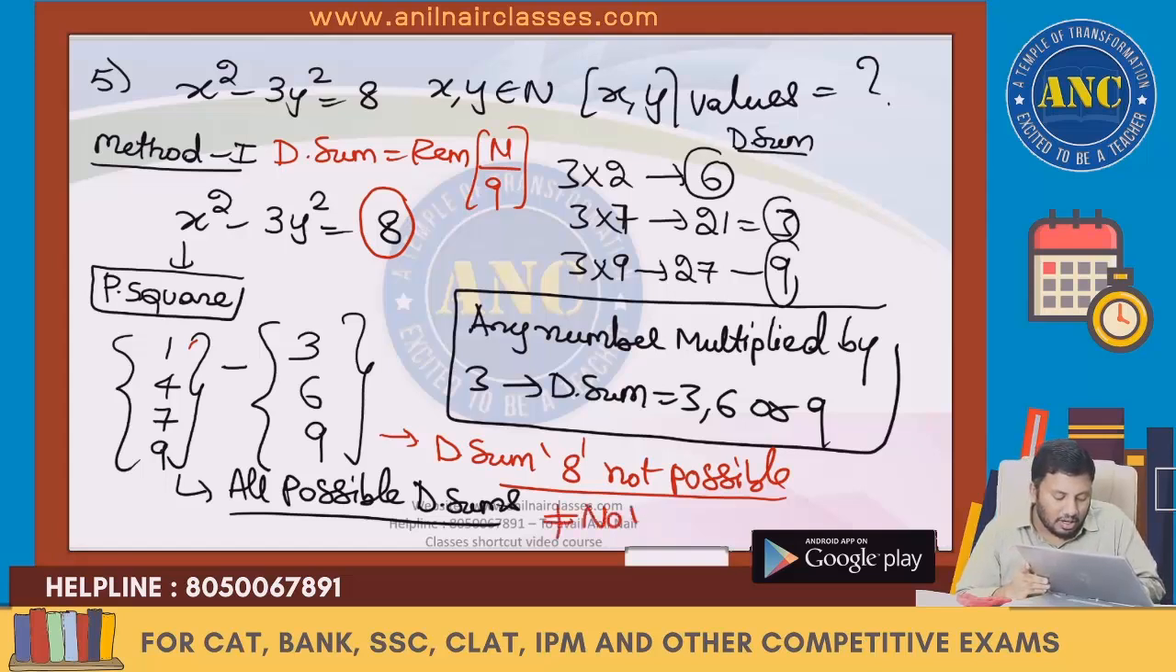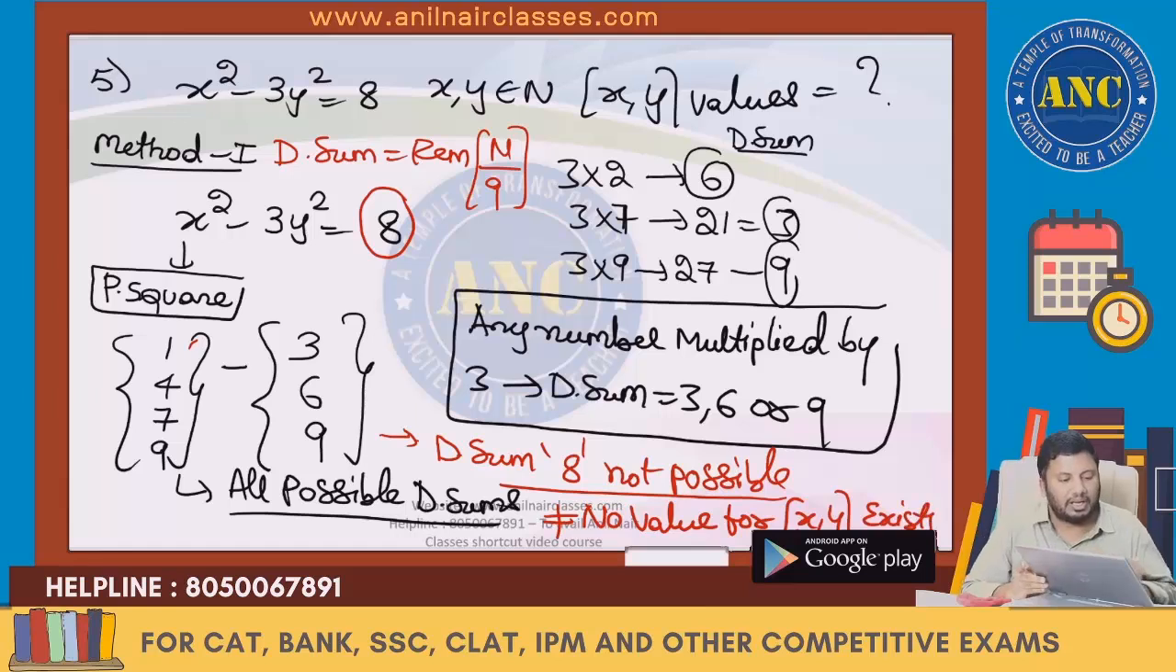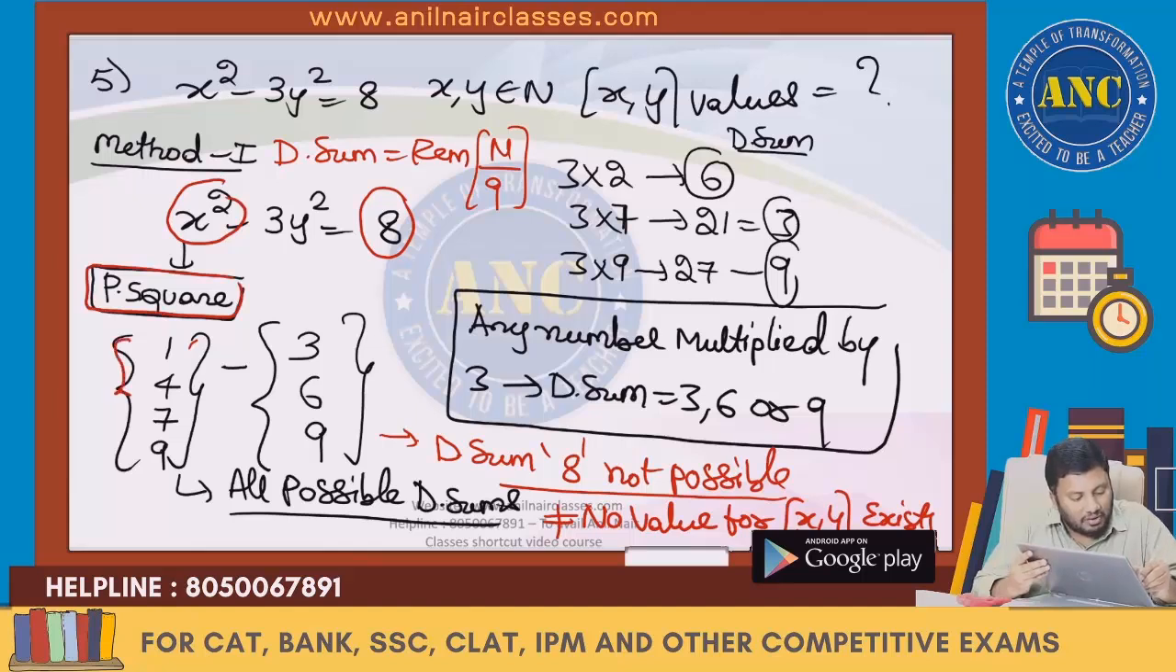Answer is no value for x, y exists. Again I am repeating. X square is a perfect square. A perfect square will have digital sum, all the possible digital sums are 1, 4, 7 or 9.